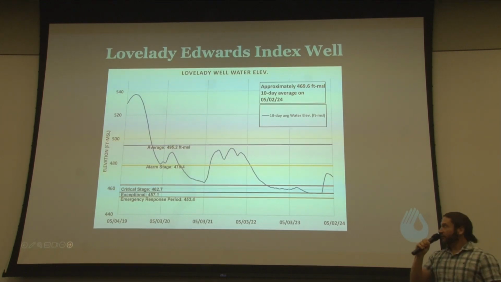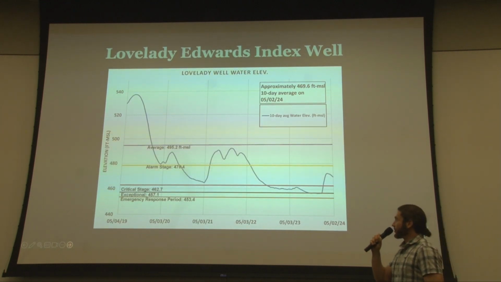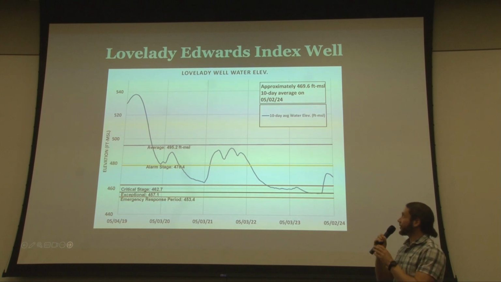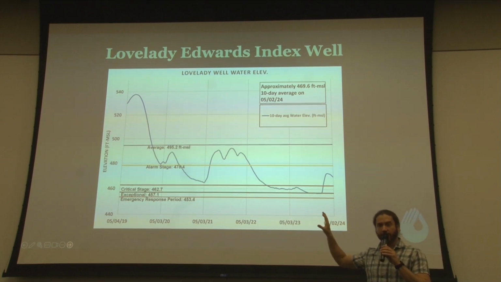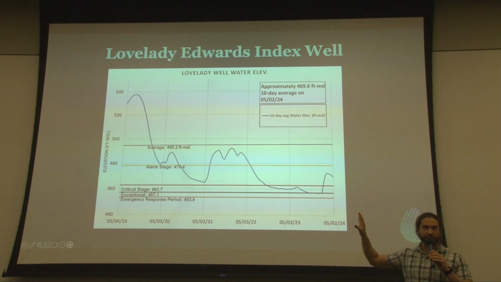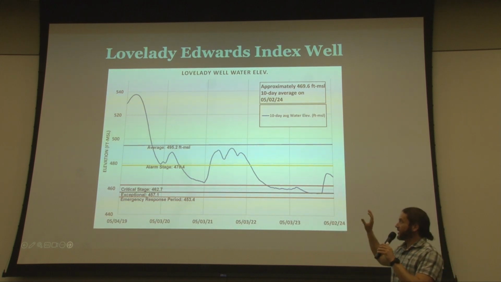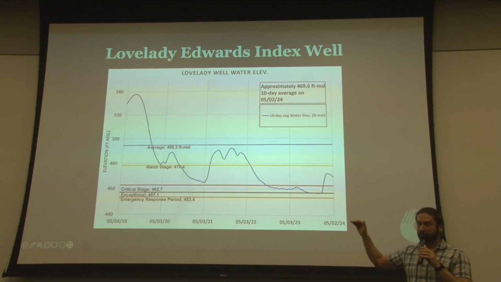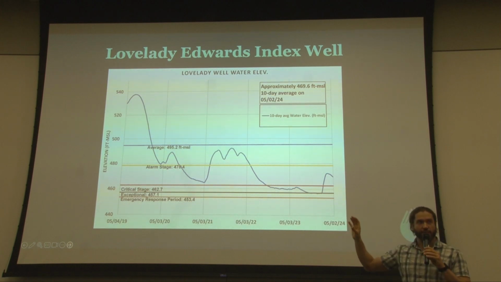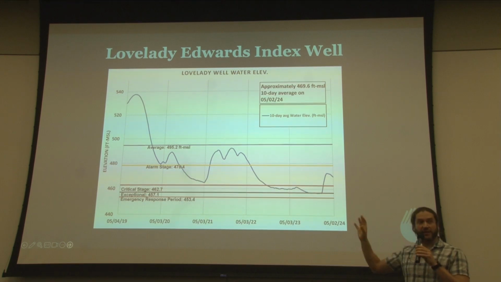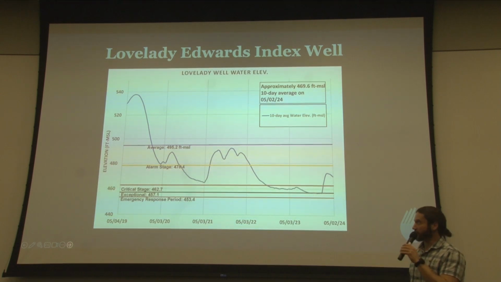All right, moving on to look at the Edwards groundwater levels. This is our Lovelady Edwards index well. This is one of 2 drought triggers that the district uses to declare our different stages of drought. The second one is the Barton Springs flow, as reported by the USGS gauge. If either one of those triggers drops below a given drought threshold, then typically the recommendation is that we'll go into the next stage of drought.